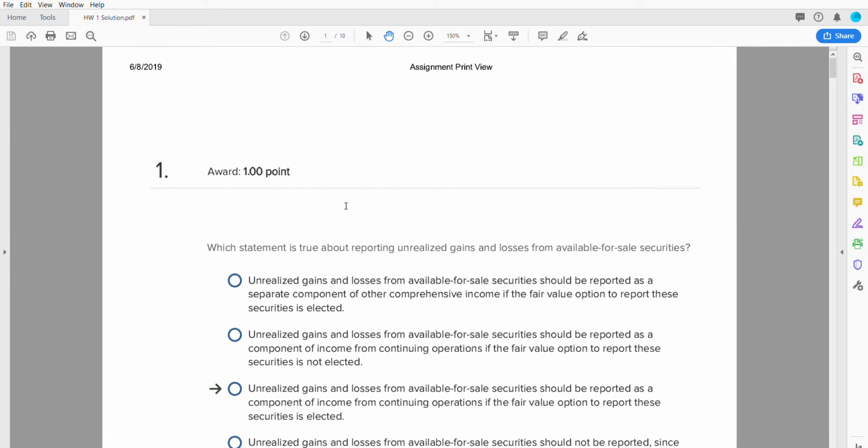This is a new module and we're going to go over primarily chapter 13, but first I wanted to review last week and go over the homework.